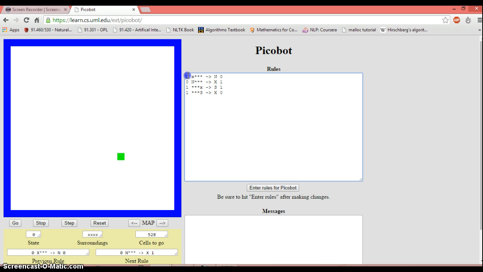We know we're in state 0, which means we're going to be looking at these two rules, because the leftmost number is what the current state is. So it's not state 1. We know we can eliminate those for now. We're going to look at the state 0 rules.